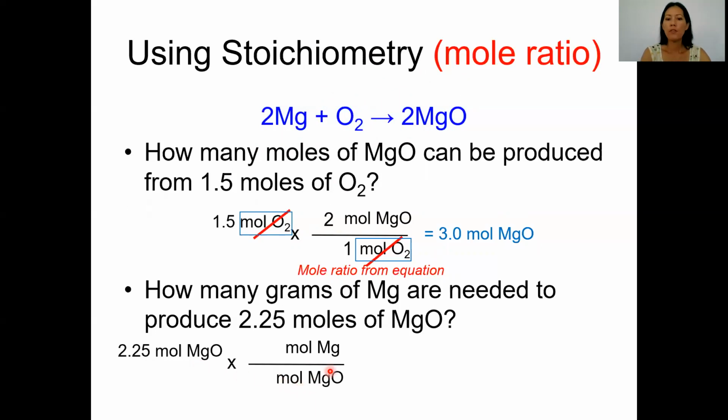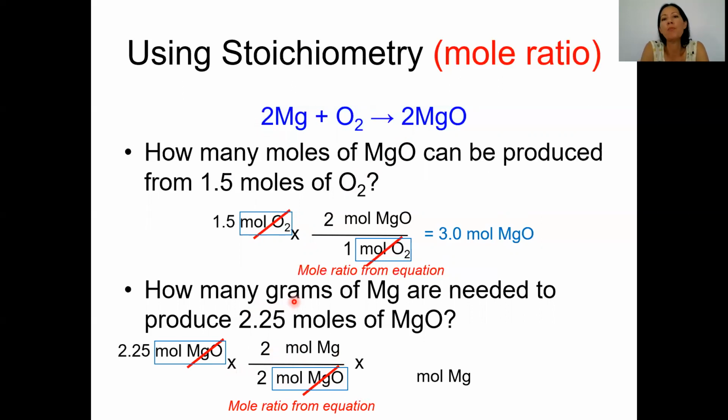You're going to go from moles of MgO to moles of Mg. Put the moles of Mg on the bottom to cancel. And what numbers do you put? Use the equation, 2 to 2. That's the mole ratio from the equation. Moles of MgO cancel. And then now I need to go to grams, because I don't weigh out moles, I weigh out grams. Magnesium is a wire that you would weigh out. You could cut the amount that you need.